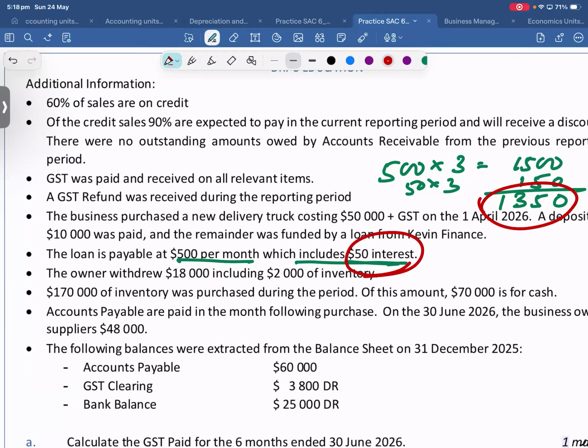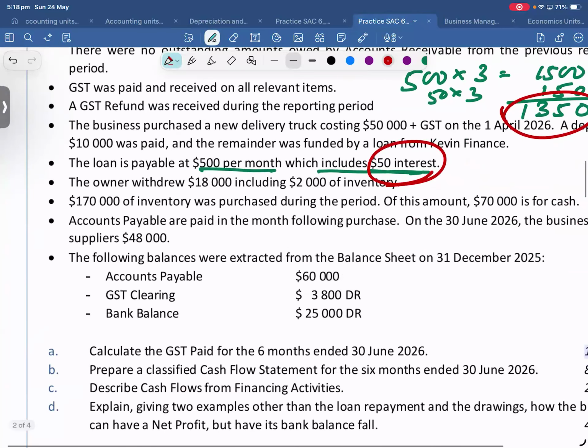So how much is interest? 150. Where do we report 150? Operating outflow. Remainder? Financing. Why are you saying operating? Loan repayment is financing. You can't go wrong.